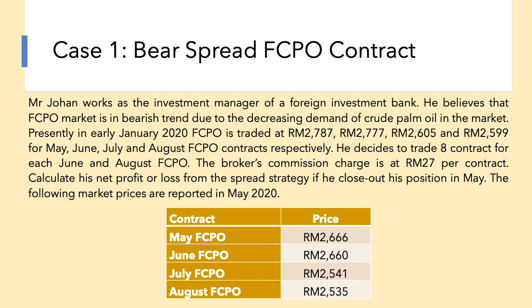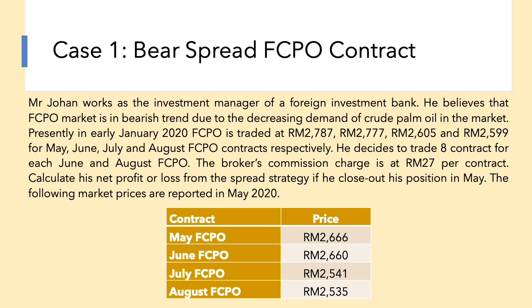FCPO is trading at RM2757, RM2777, RM2605, and RM2599 for the May, June, July, and August FCPO contracts respectively. He decides to trade 8 contracts for each of June and August FCPO. The broker's commission charge is RM27 per contract. Calculate his net profit or loss from the spread strategy if he closed out his position in May.